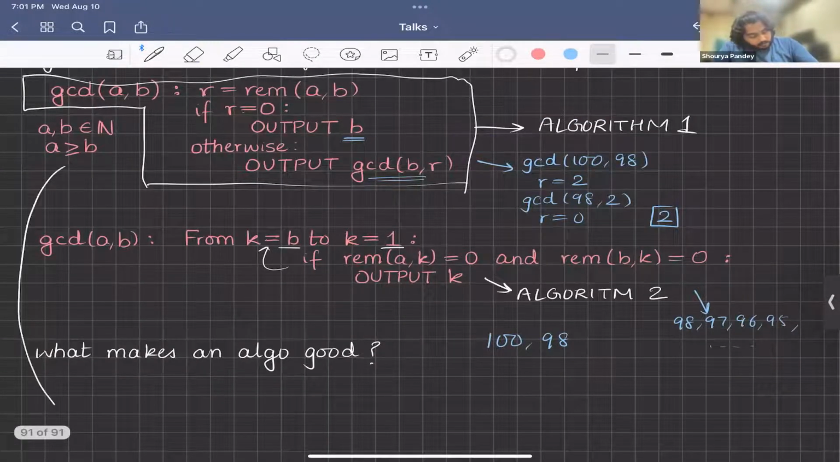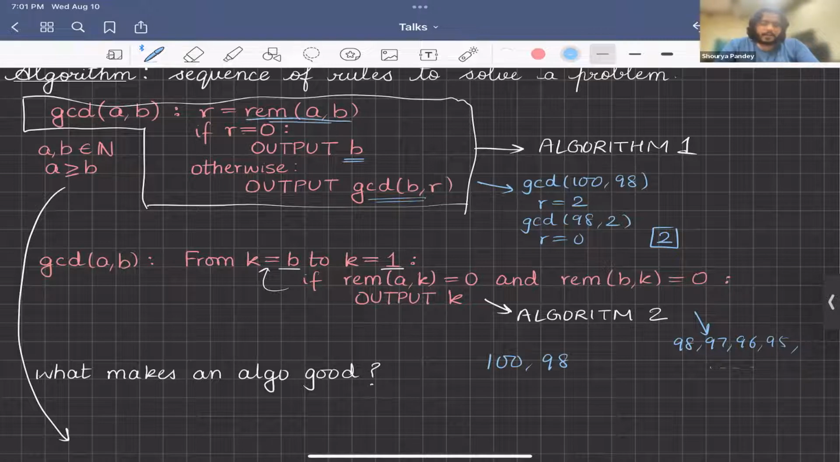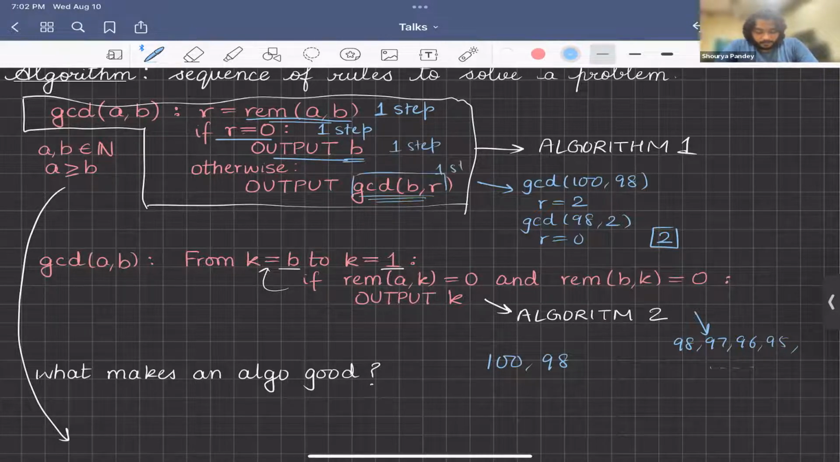So what can we say about this? By the way, when I say number of steps, I mean the number of small, easy things that I can do. For example, to find the remainder, I need to divide A by B. That's not really a one-step process, but let's say it's one step because it's easy enough. Then maybe checking if R is 0 is one step, outputting something is one step, and calling this and outputting is one step. Let's say something like that.